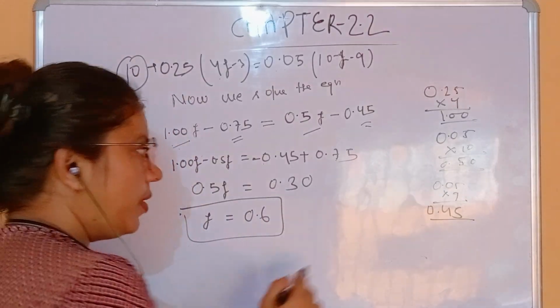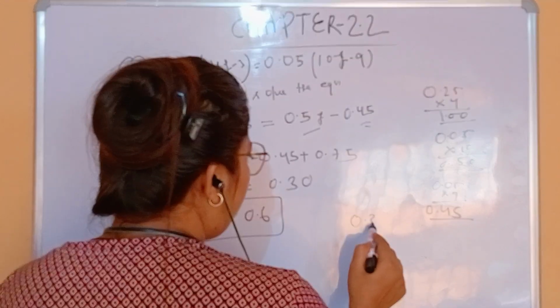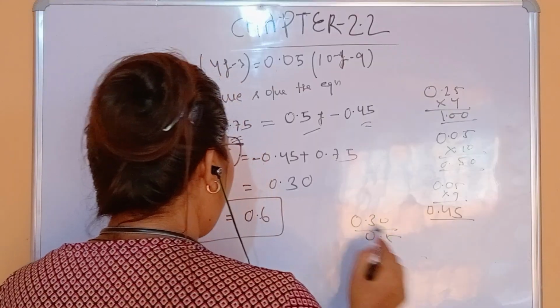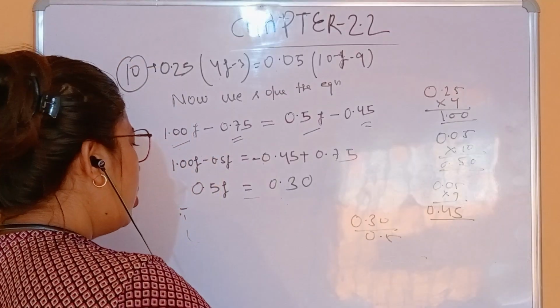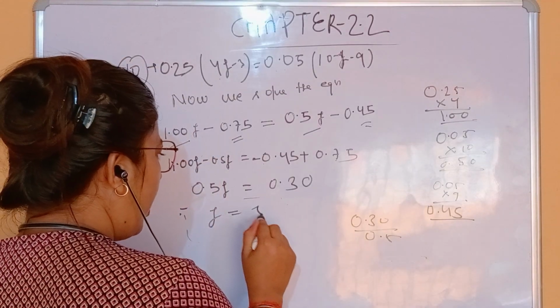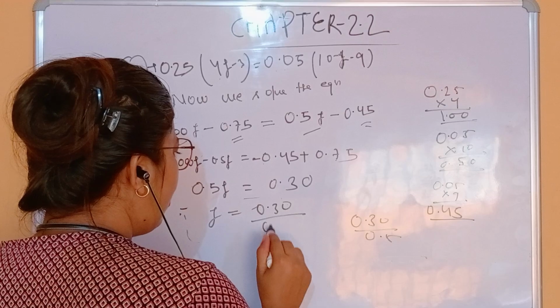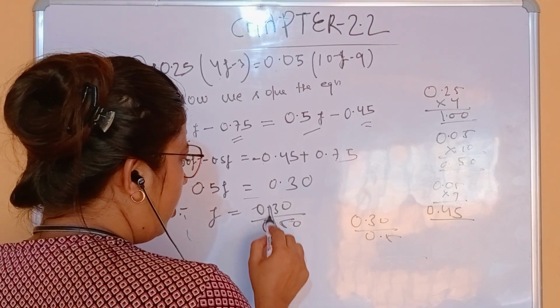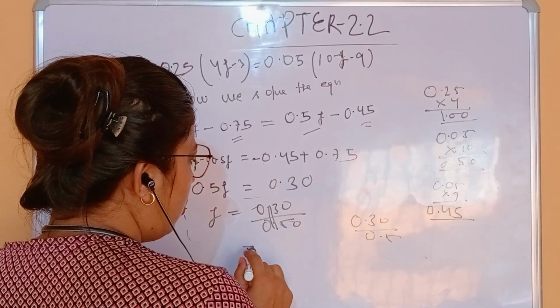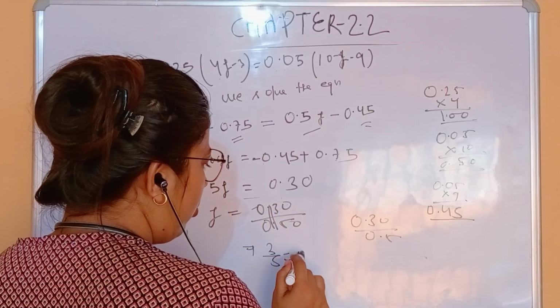Okay, the value of f is easily written here: 0.30 divided by 0.5. One step we also discuss. F is equal to 0.30 divided by 0.5. Here we easily solve it, cancel the point. Okay, so 3 by 5 is 0.6.